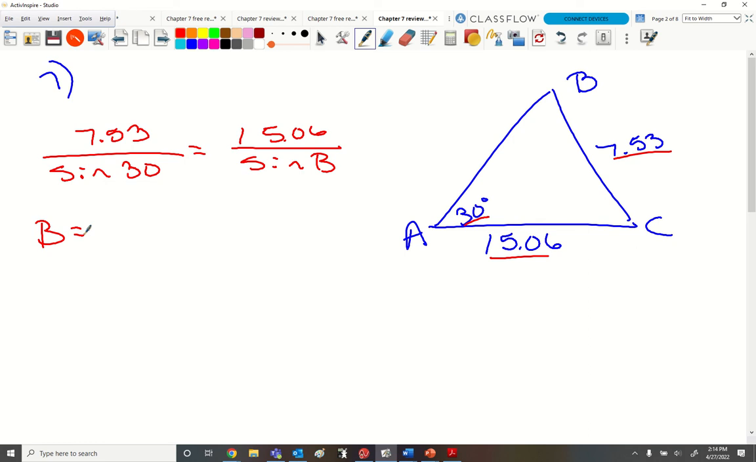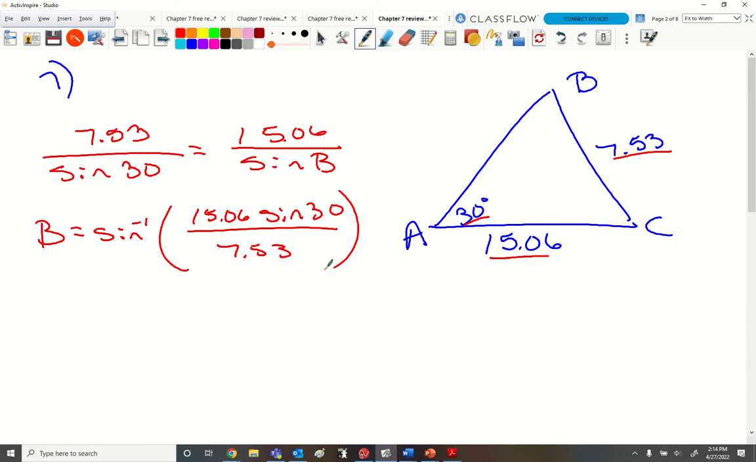I'm jumping straight to the answer here. Inverse sine of 15.06 sine of 30 over 7.53. I highly recommend, especially if you are messing these up, make sure you actually do the whole thing. And so we should get big B is going to be about 90 degrees. Yep. Good job.